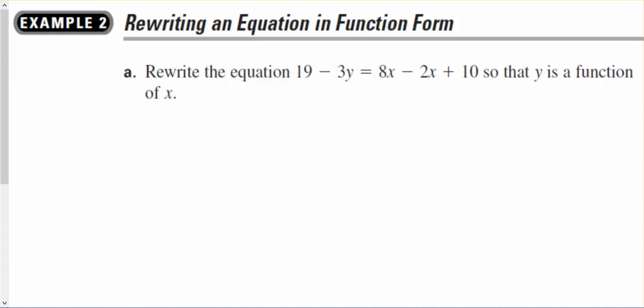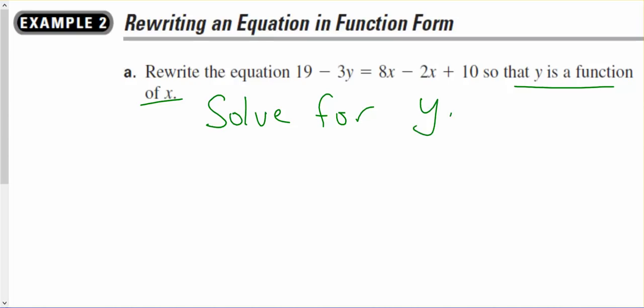Example 2, rewriting the equation in function form. Rewrite the equation 19 minus 3y equals 8x minus 2x plus 10 so that y is a function of x. Whenever we're saying this, y is a function of x, that simply means solve for y. Whatever letter or variable they use first, that's what we want to solve for. So if they said write x as a function of y, that means solve for x. Write y as a function of x means solve for y. So whatever comes first is what we're solving for when we're asked that.